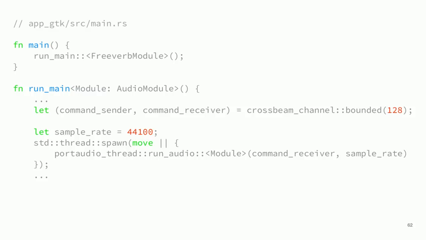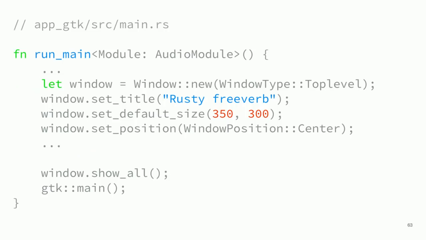And then I'm using PortAudio for audio in and out. It does the job. And here we're spawning a thread where the audio will run. That thread receives the command receiver, and on the sender side, we have UI widgets. I'm not going to show you everything, but you get the idea. I'm using a GTK window here and GTK widgets. And this just works. It feels straightforward to use, so you don't have to worry about this too much.